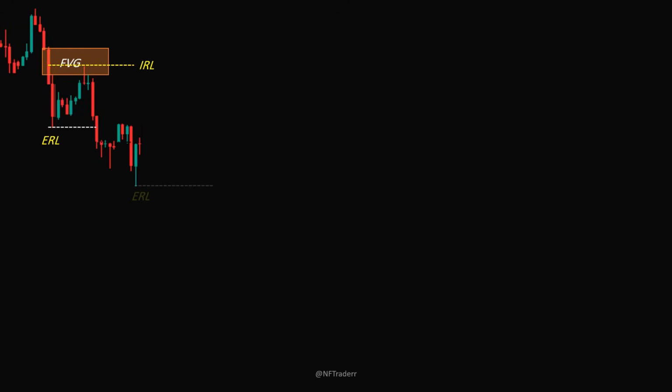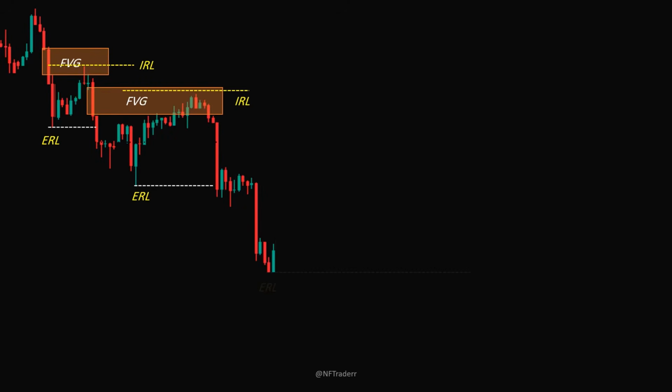drawing too much attention. Price starts with a strong bearish drop, aggressively falling toward external liquidity, which in this case is sitting just below a previous swing low. As price reaches that level, boom, liquidity gets swept. All the stop losses and sell stops clustered beneath that low get triggered, giving the move even more momentum.